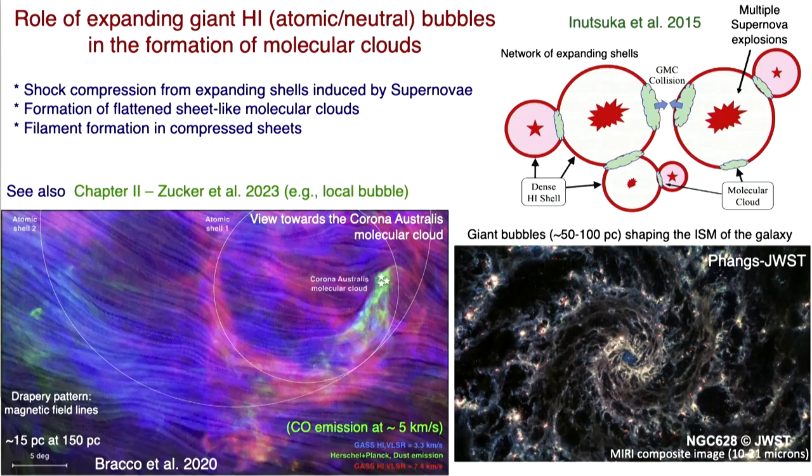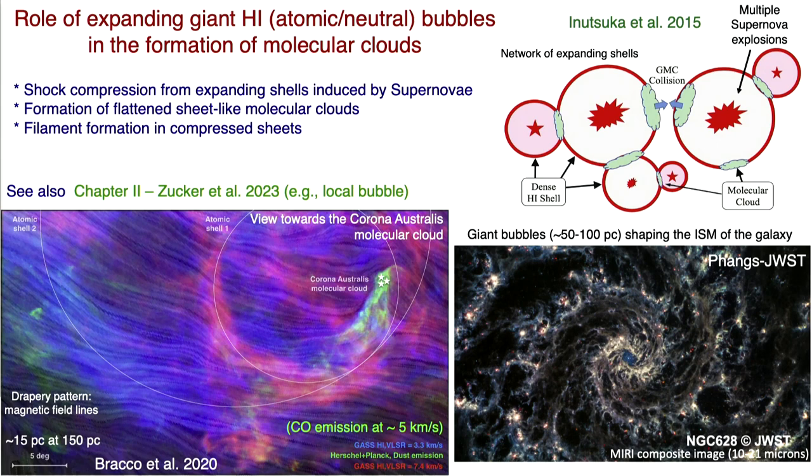There has been increasing evidence of the role of bubbles in the interstellar medium, generated by the expansion of supernova explosions, that shape the interstellar medium. We have all seen this beautiful JWST image that shows the ISM dominated by bubbles. For me, this is very similar to what was proposed a few years ago from the theoretical side. Also yesterday, we heard the nice story of the local bubble by Juan. And here I show also a nice image which shows two expanding HI shells, shown here in red and blue, which interact with the molecular clouds shown in green.